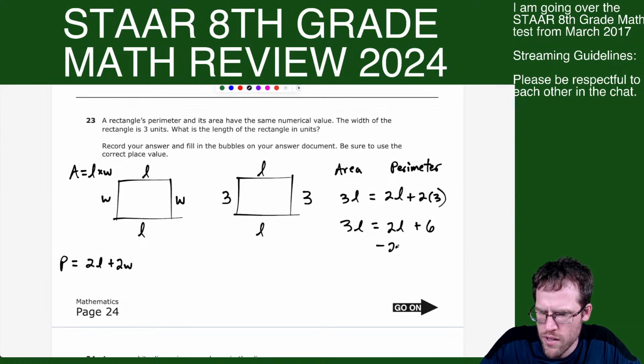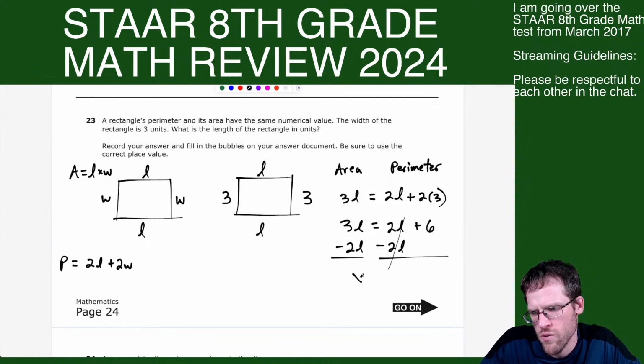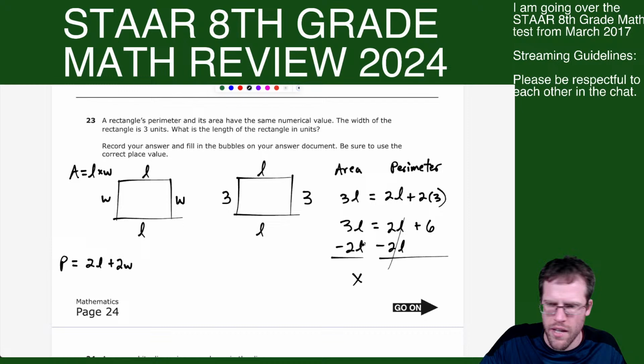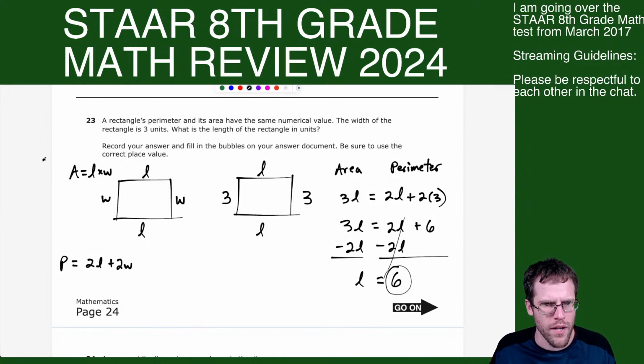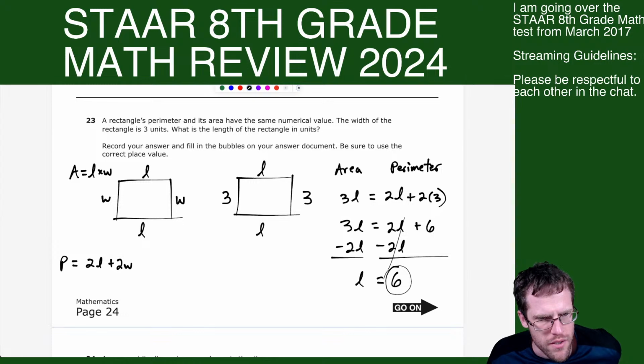Now I can just subtract 2 times L on both sides. Just think of this as the variable x: 3x minus 2x is 1x. In this case, since I used L, 3L minus 2L is 1L equals, there's only 6 left over. That is our length. Okay, so that's how that question closes out. The length is 6.